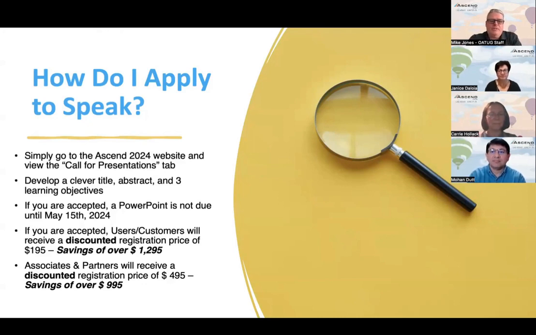However, it is important that you really focus on what you're presenting. If you are accepted to speak, customers or users will receive a huge discount registration price of $195. Currently, the early bird price is $1,495, so it's a savings of over $1,200. And then associates and partners will receive a discounted registration price of $495, so you'll save around $1,000 if you get selected to speak.